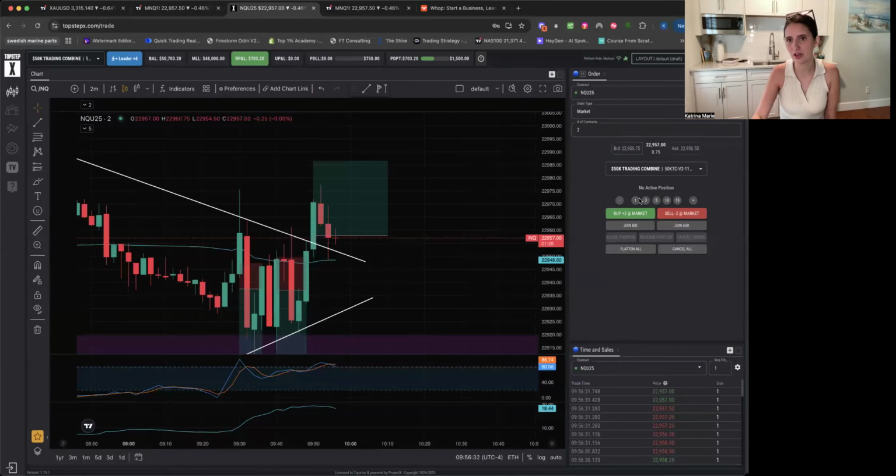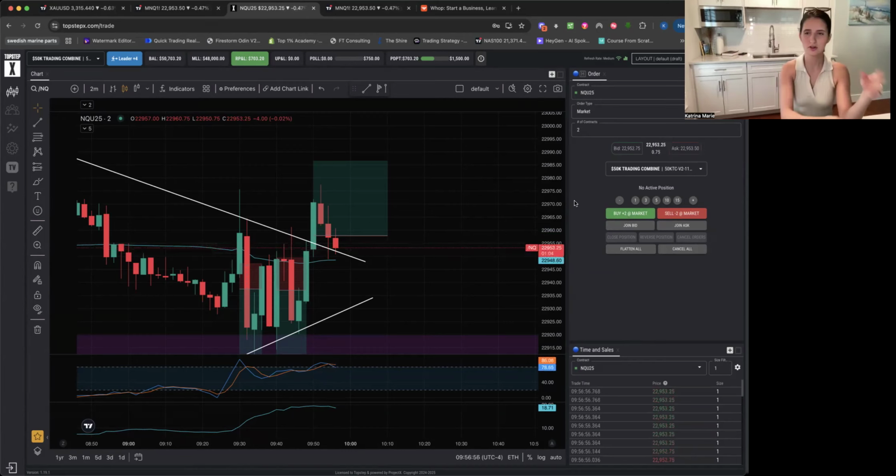Yeah, this is basically your lot sizing. So right here, you click 1, 3, or 5. But if you want 2, which is what I'm using, you would just click the little plus button and it will get you the 2. Your max sizing is 5 on a 50K. So I never really go up to 5 unless my account size is bigger. So that's where I'm at.